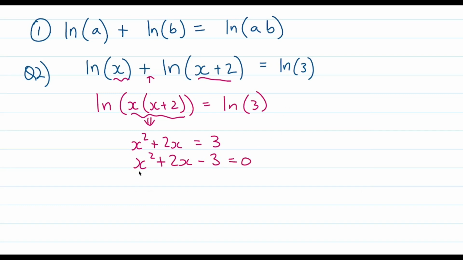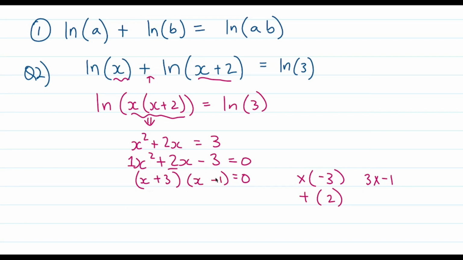Now, to factorize this, we need to think of two numbers that multiply to 1 times -3 and add to this, which is 2. Now, the two numbers that do that are 3 times -1. So we can just factorize like this. Now, because of the null factor, we know that either this bracket equals 0, giving us x equals -3, or x minus 1 equals 0, giving us x equals 1.